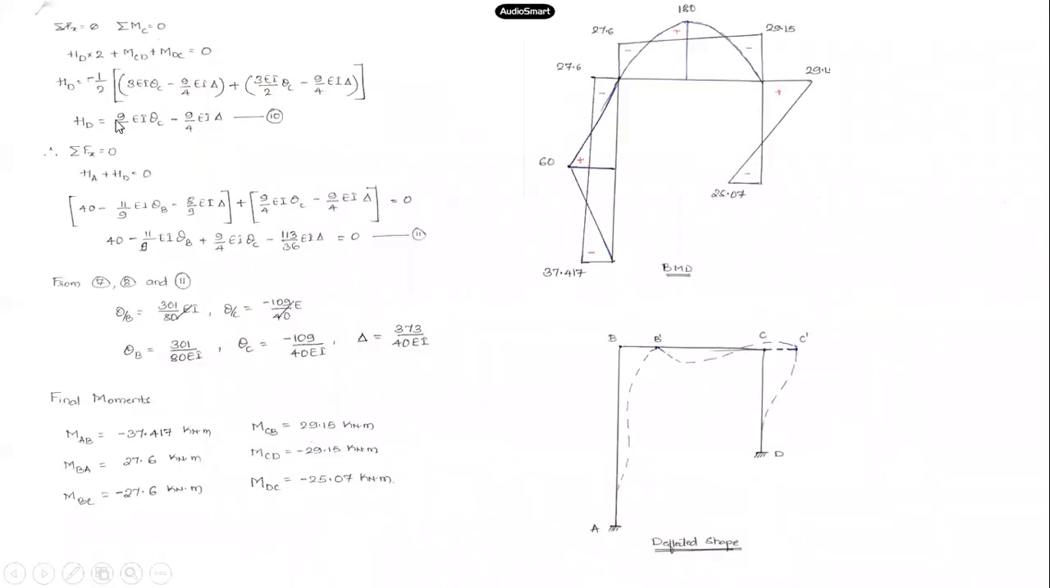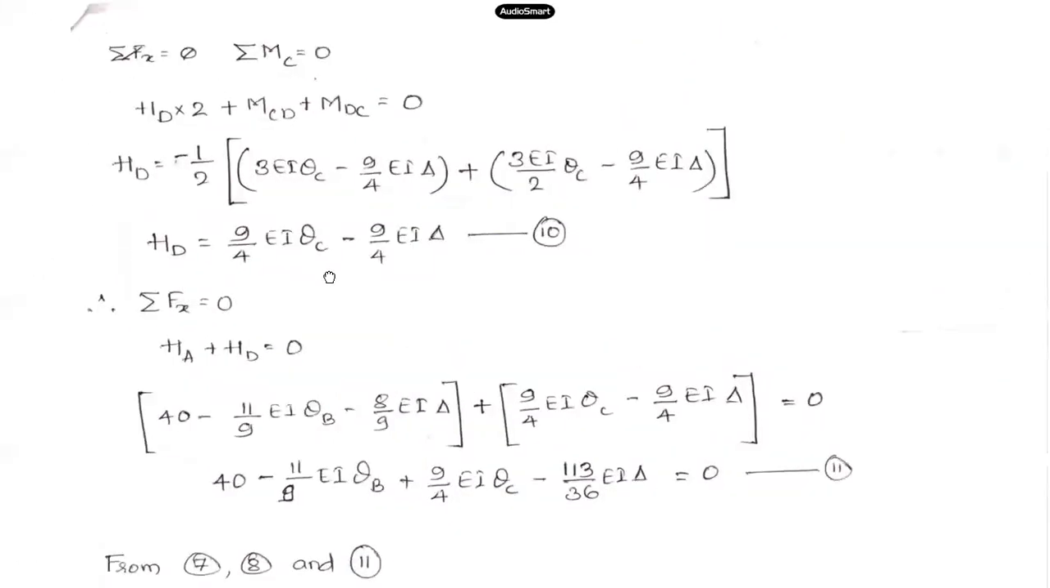Now similarly, if I take the other column, that is column CD, and take the summation of moments about joint C in that column and equate it to 0, what I'll get is this. I've drawn the free body diagram for CD and I am applying one of the conditions of equilibrium for member CD: summation of moments about joint C should be equal to 0.